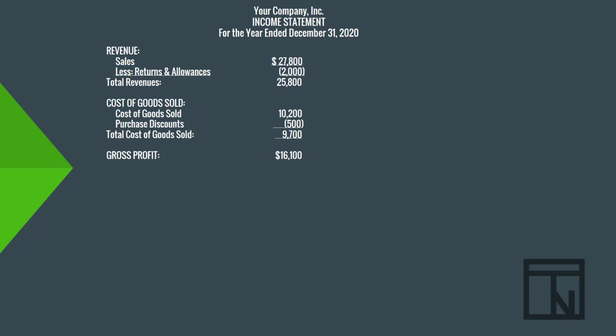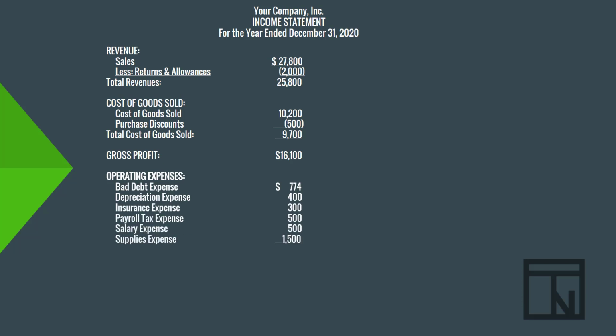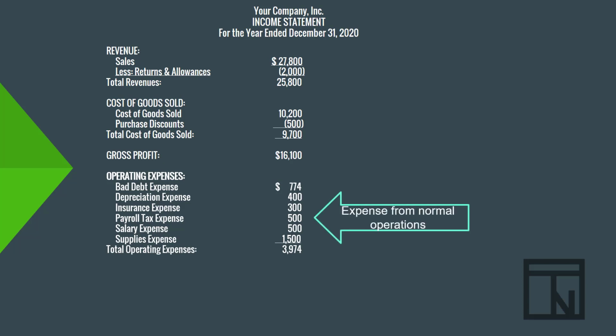After we've finished our gross profit, the next step is to list all of our operating expenses. Remember, operating expenses are any expenses that are incurred as part of the normal operations of the business. Here are some examples of normal operating expenses: bad debt, depreciation, insurance, payroll, salaries, supplies, advertising, repairs, utilities, rent. These are all part of the normal operation of a business. Once we finish those, we can total our operating expenses. And then our operating income would be our next step, or subtotal, in this statement.